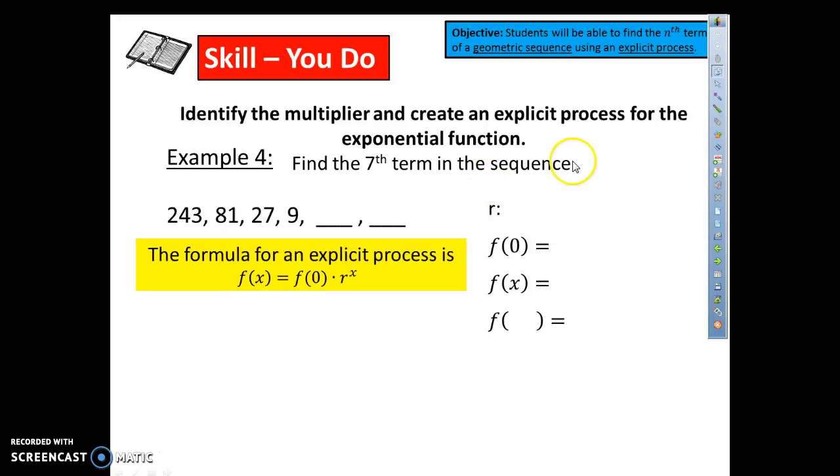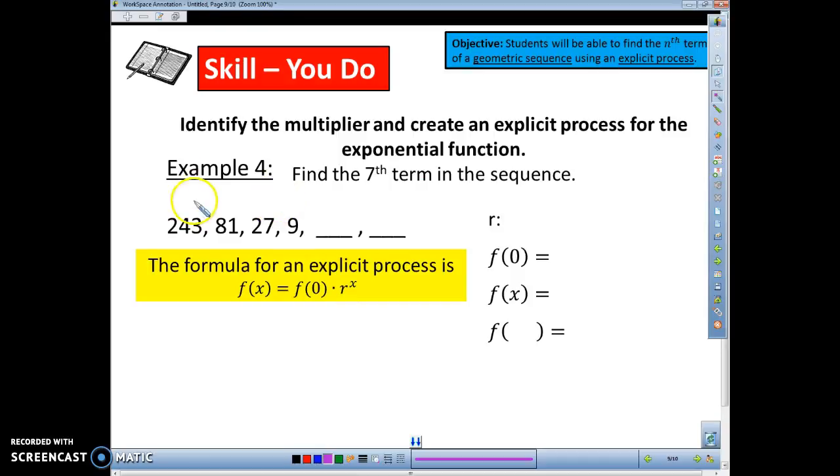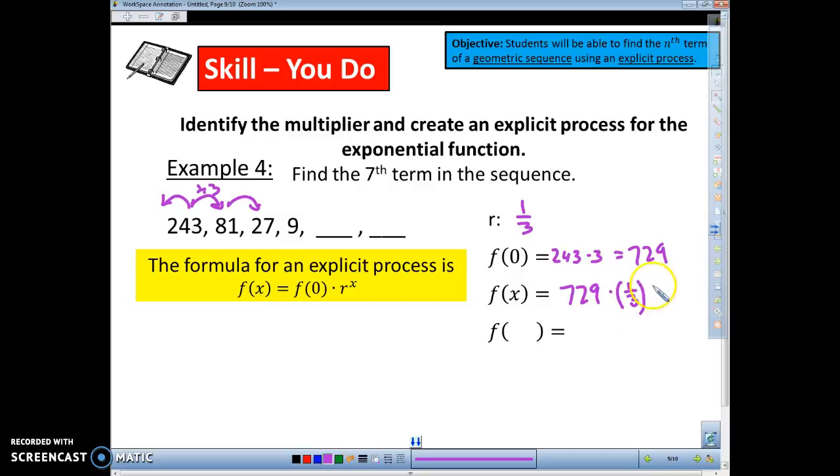Here's a you-do. Go ahead and pause the video, and then I'm going to quickly go through this problem. Okay, so here I'm identifying my R value. We're dividing by 3 every single time, so my R value is 1/3. For f of 0, I'm going to go backwards. I'm going to take 243, and multiply by 3. So 243 times 3 gives me 729. That is my f of 0. So my function is 729 multiplied times 1/3 to the x power.